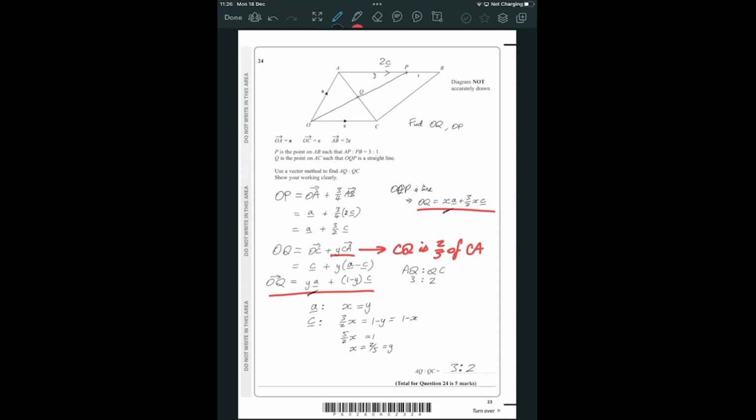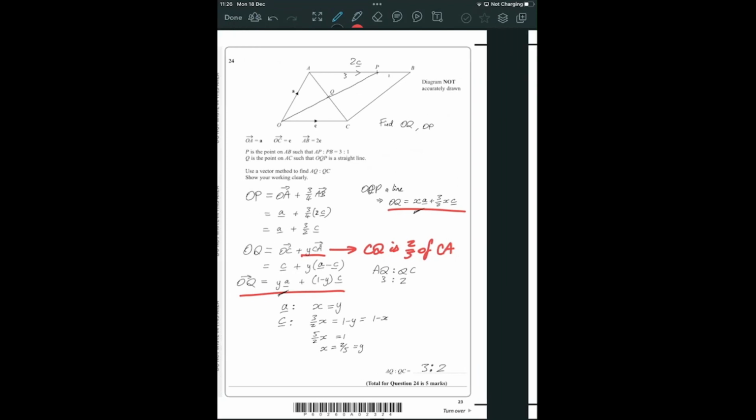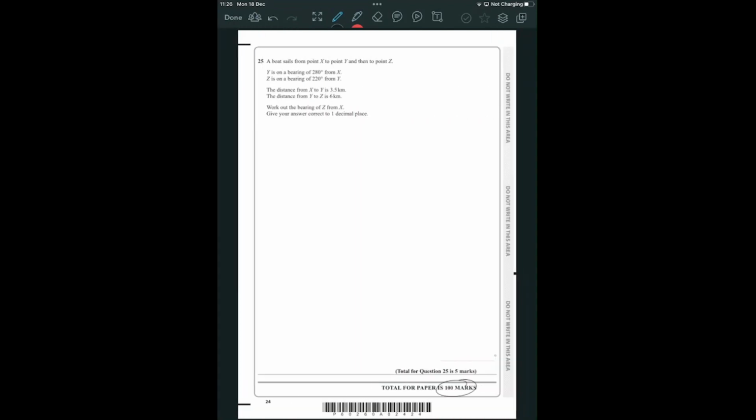Incredibly challenging question there. The hint for those kinds of questions is exactly as we did: work out two ways to write down the same thing. In this case, we wrote two versions of OQ and put them equal to each other. And we are now at the final question.